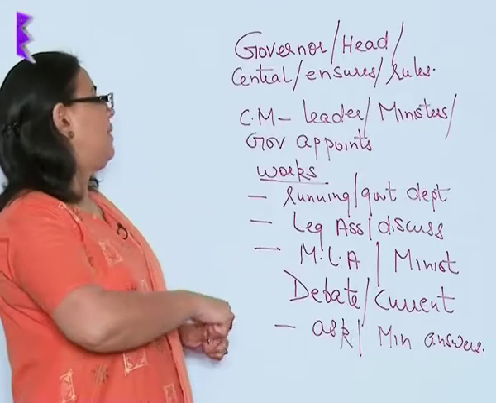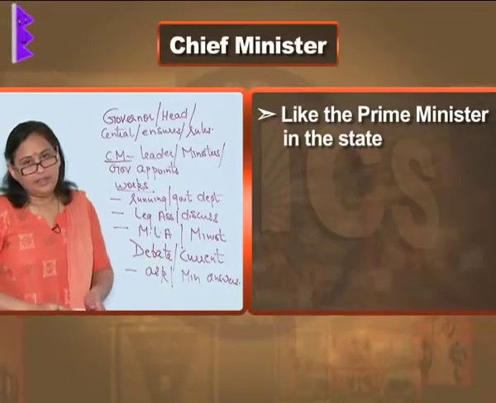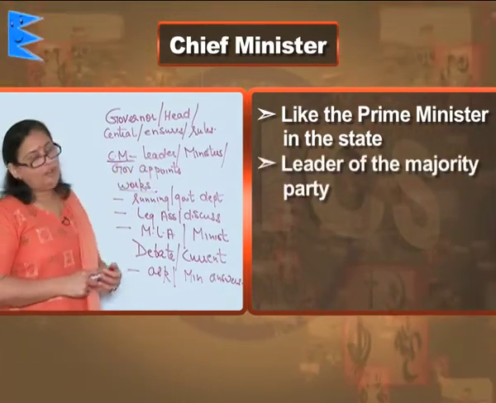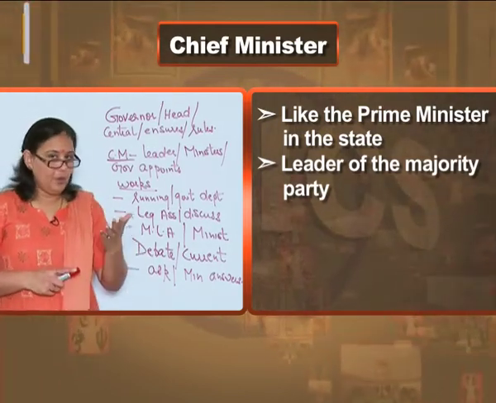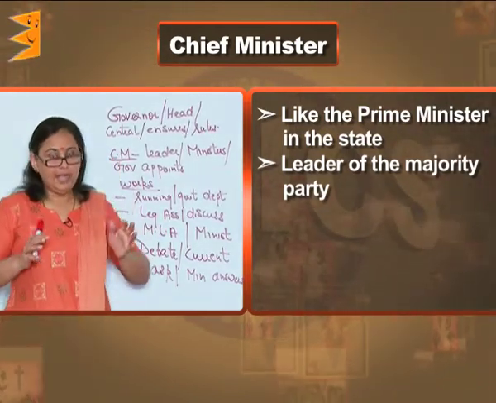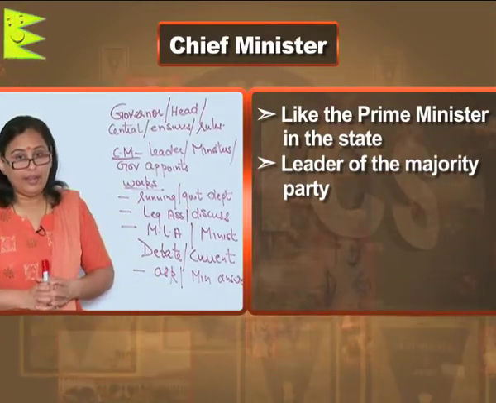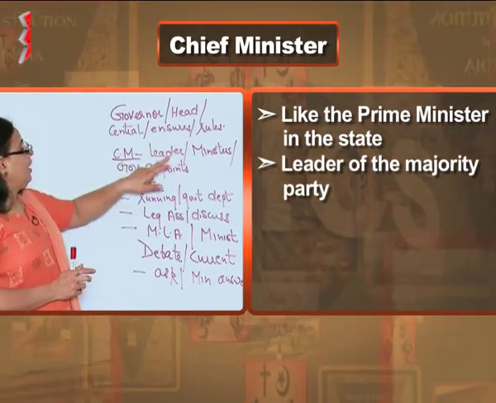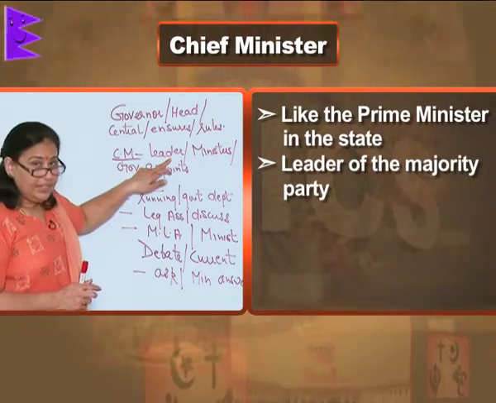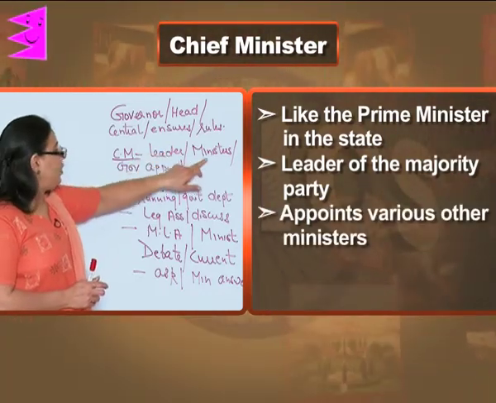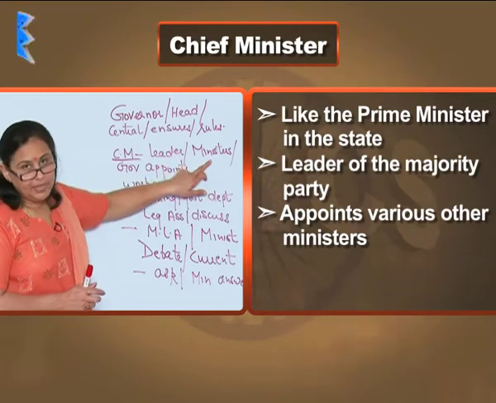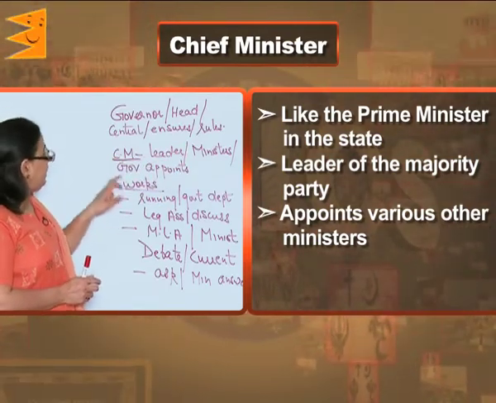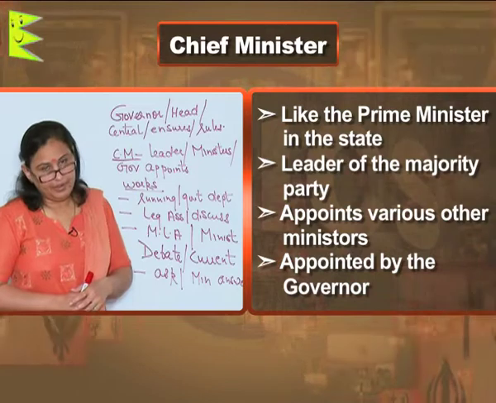Then comes the Chief Minister, who is like the Prime Minister in the state. The Chief Minister is the leader of the majority party. And you already know the majority party is that party which has won more than half of the constituency elections. Now this Chief Minister, who is the leader of the majority party, appoints various other ministers, and the Chief Minister is appointed by the governor.